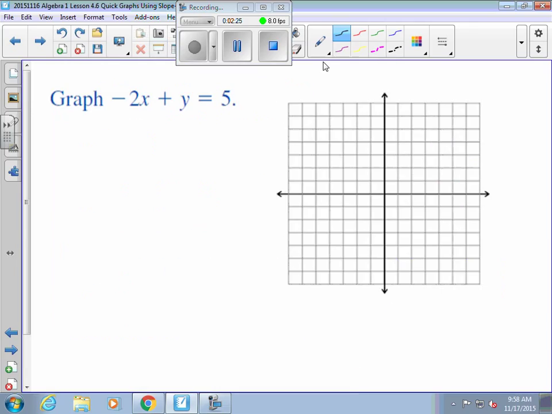On the back, graph this equation: negative 2x plus y is equal to 5. The first thing you need to do is get it into slope-intercept form, y equals mx plus b. Take about 1 minute.